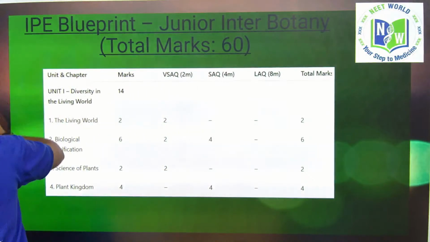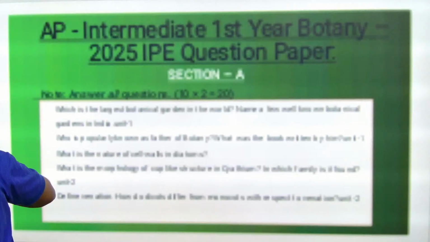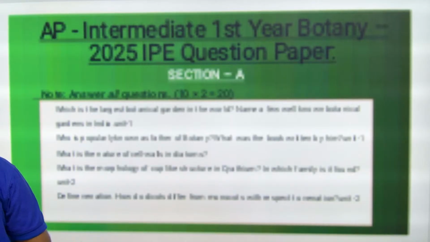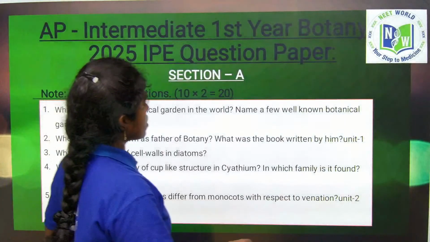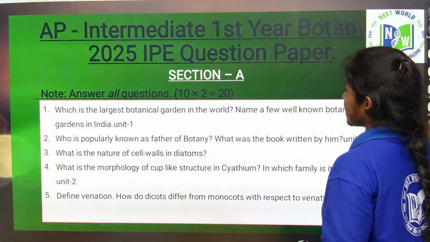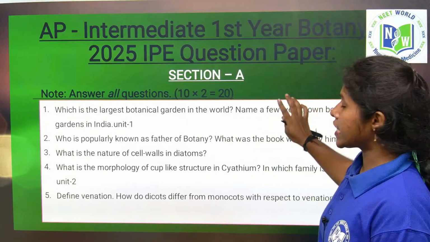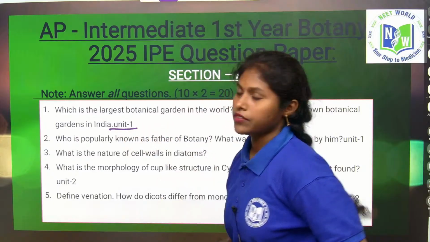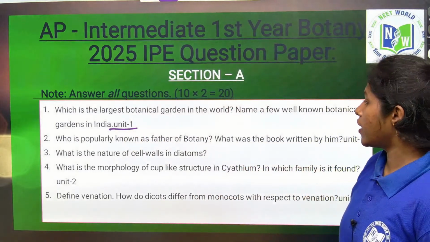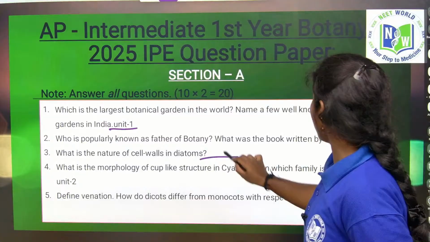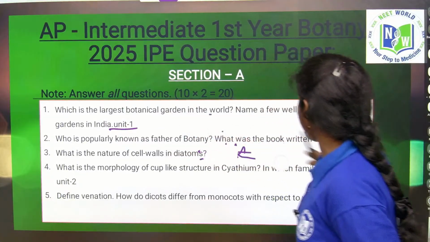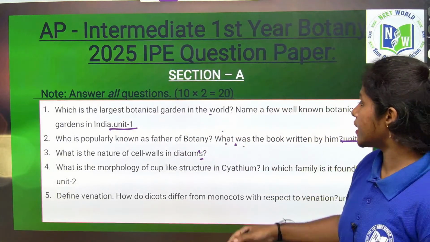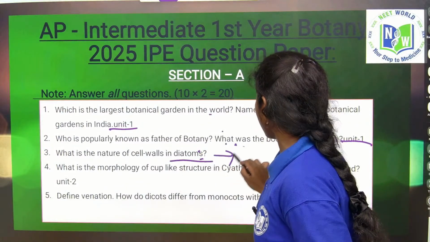While doing the class, we will also look into the previous year paper questions. So now let's look into one AP paper here for the AP students. See here, these are the Section A 2-mark type of questions. In Section A, the first question is from unit 1, the second question is also unit 1, and the third question is also from unit 1 only.